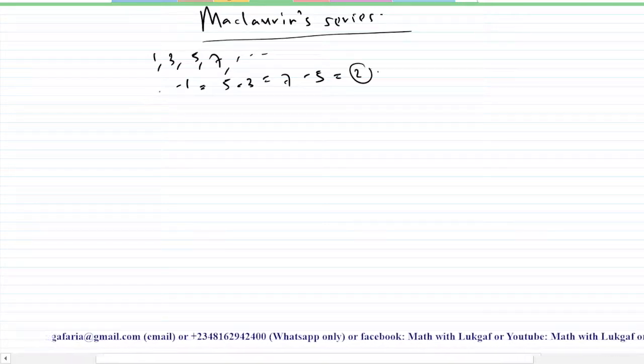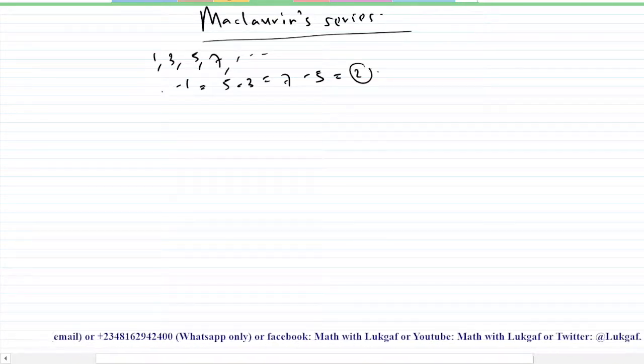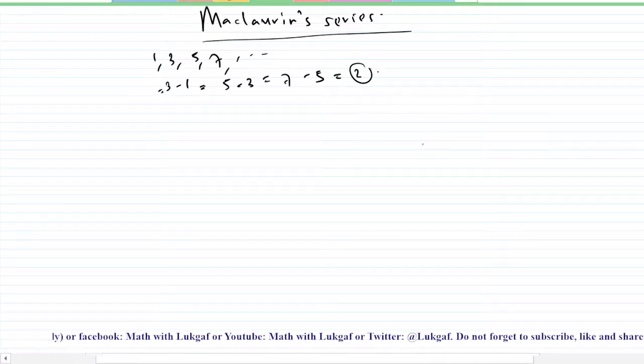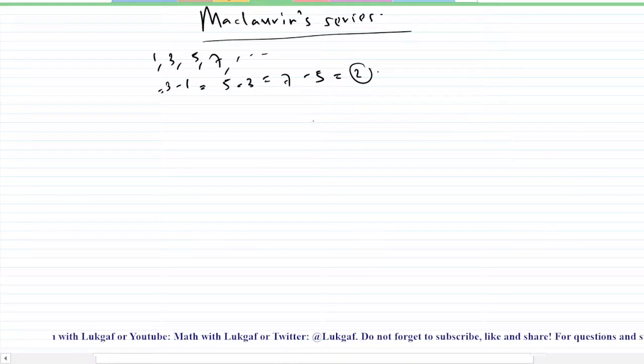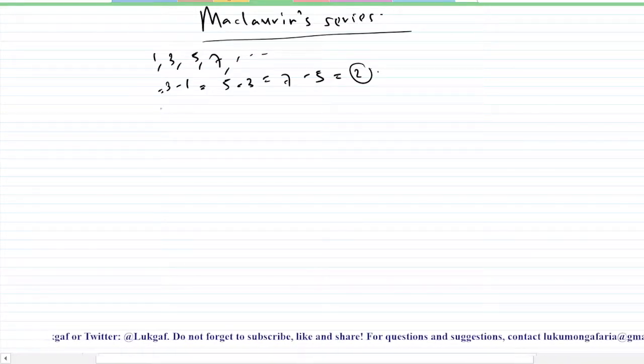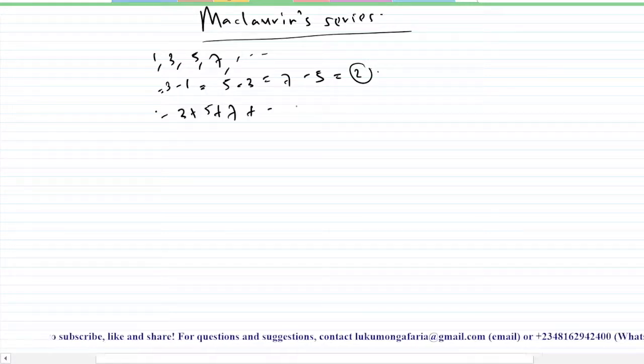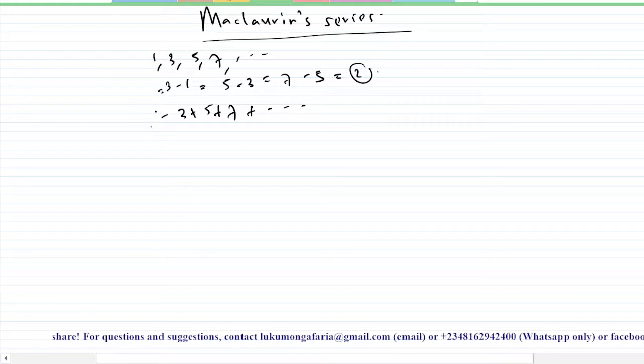This is known as your common difference. So we also know that the sum of a sequence is known as a series. You understand now? So when you have 1 plus 3 plus 5 plus 7, like this, that's what we know as a series.